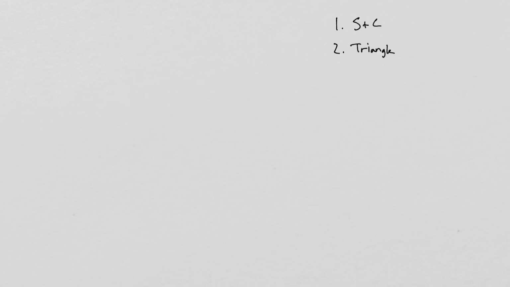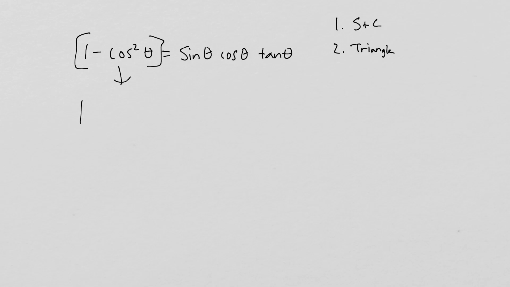So let's move to another example where we're going to use both the sine and cosine method and the triangle identity in order to solve our problem. We're going to take 1 minus cosine squared theta and have that equal to sine theta, cosine theta, tangent theta. Now at first glance, both of these sides look decently complex. But what we'll want to do is work with the right side this time. So we're going to keep this side alone. And we'll go ahead and move it down already.